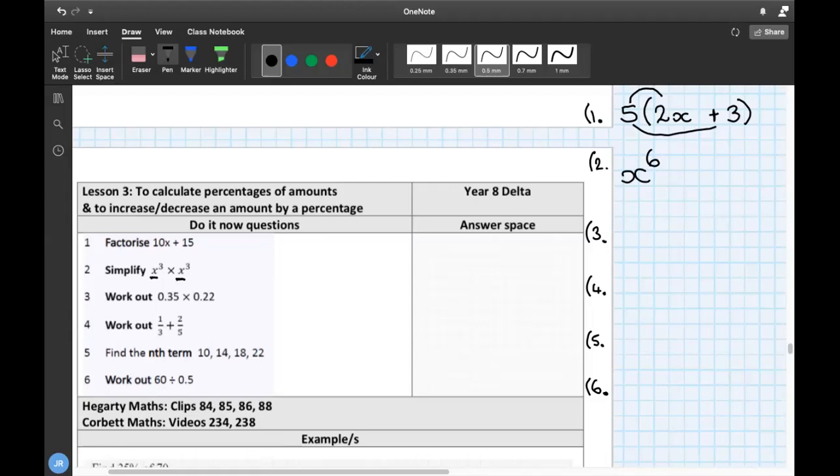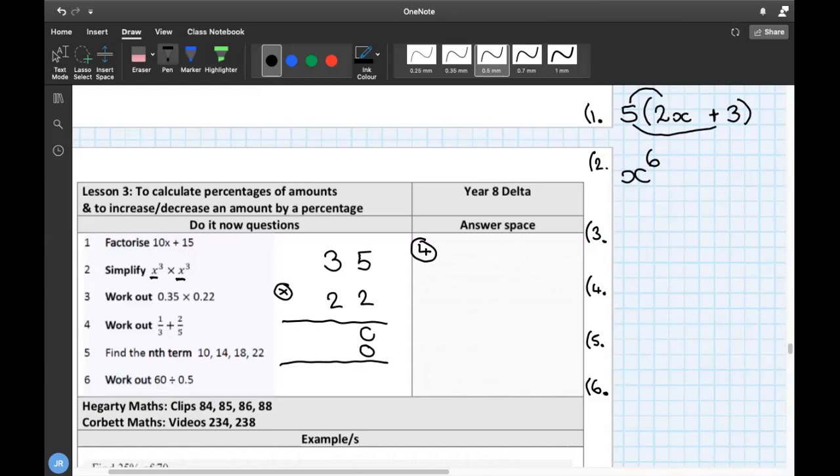Next, we've got 0.35 multiplied by 0.22. So we're going to take our decimal points out and make a note of them. From 35 to 0.35, we've taken out 2, and from 22 to 0.22, we've taken out another 2. That means altogether, I've taken out 4 decimal places that will need to be put back in to my final answer. We're now ready to begin multiplying.